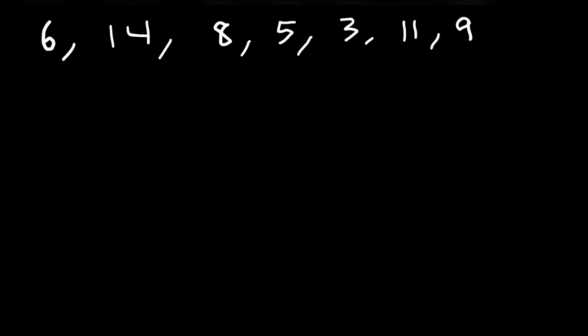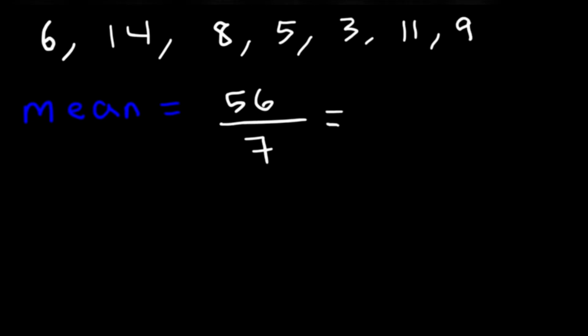And when you finish, just unpause it and see if you have the right answer. So let's start with the mean. Let's find the sum. Let's add up the 7 numbers. 6 plus 14 plus 8 plus 5 plus 3 plus 11 plus 9 adds up to 56. And there are 7 numbers, so we're going to divide it by 7. 56 divided by 7 is 8. So the average, or the arithmetic mean, is equal to 8.